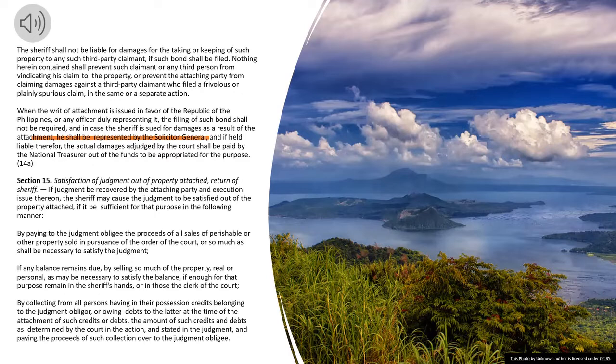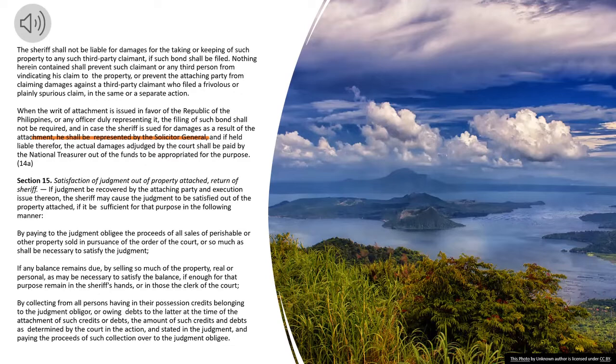Section 15. Satisfaction of judgment out of property attached, return of sheriff. If judgment be recovered by the attaching party and execution issue thereon, the sheriff may cause the judgment to be satisfied out of the property attached, if it be sufficient for that purpose, in the following manner: By paying to the judgment obligee the proceeds of all sales of perishable or other property sold in pursuance of the order of the court, or so much as shall be necessary to satisfy the judgment.